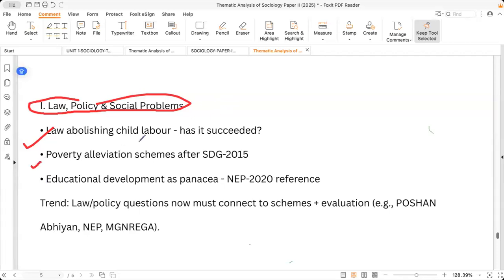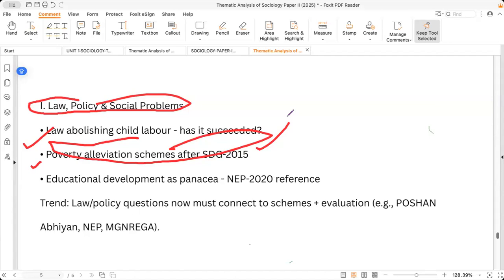Then poverty alleviation schemes after SDG 2015. Poverty alleviation पे तो schemes पे ऐसे भी they will ask you questions. Poverty alleviation schemes. Why? Because poverty is seen from different angles. One is the angle which is called the welfarist angle. One is the theory Oscar Lewis has given, that it is a part of their culture of poverty. Okay, there is a theory of structural inequality given by, I think I'm forgetting the thinker. He's a very big thinker. He has given this concept of structural inequality.